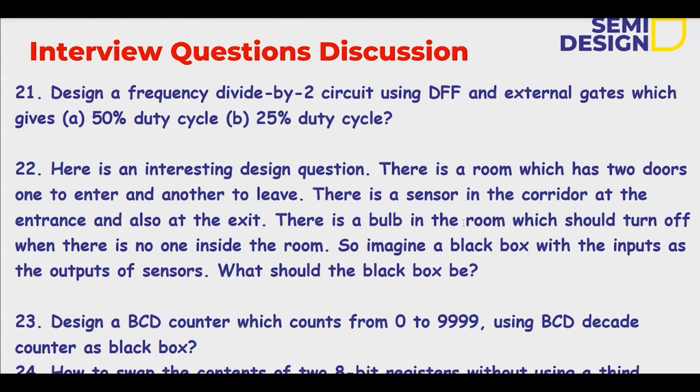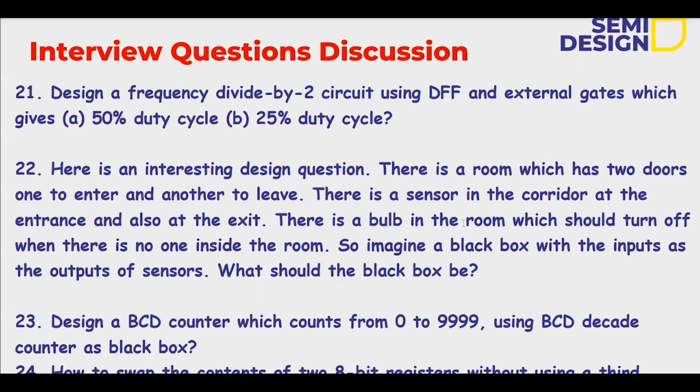By using the select line, yes ma'am, here we can use a counter that counts up and down both. So we can basically design that using a mux and a counter. The first mux we will connect at the first door, and the second mux will be connected to the second door. So whenever someone enters the room, the counter will increment, and whenever someone exits, the counter will decrement.